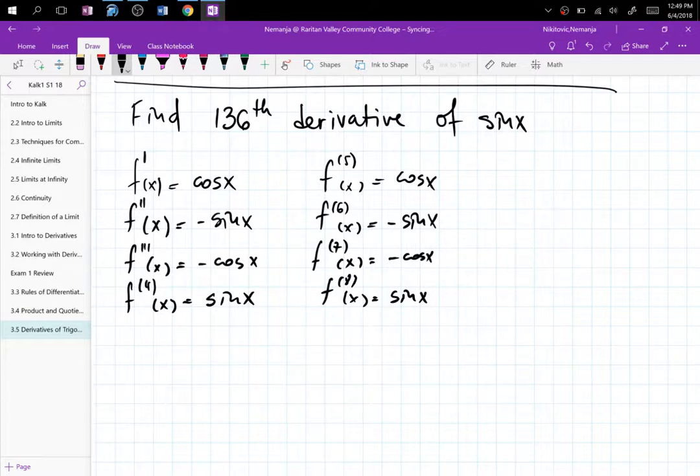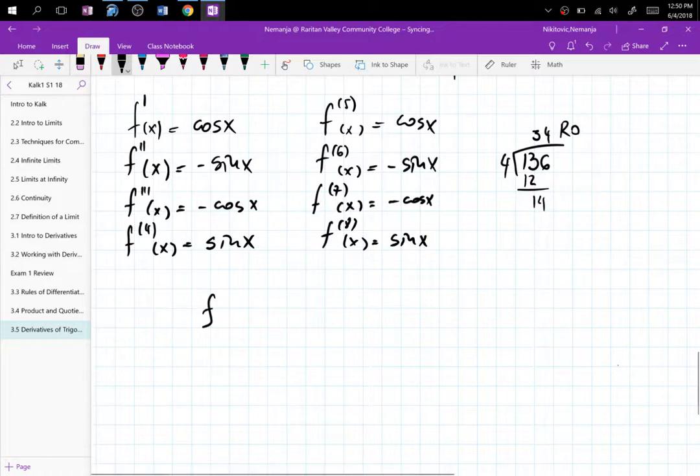Well, you can't, because you're going to die eventually. So now, what's the 136th derivative? Well, it's 136 divided by 4. That's going to be 3, 3 times 4 is 12, and then 16. And remainder 0. So remainder 0 means it's sine x. So the 136th derivative of sine x is itself, sine x.